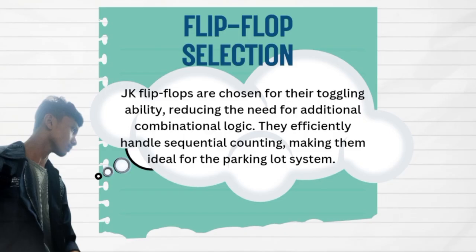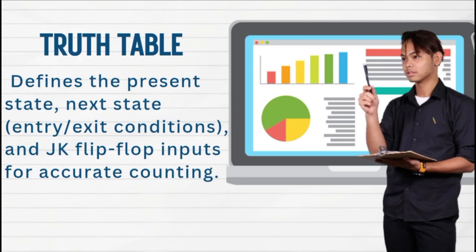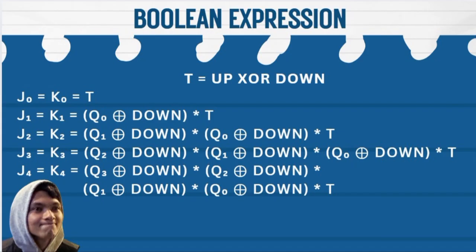Flip-flop selection. JK flip-flops are chosen for their toggling abilities, reducing the need for additional combinational logic. They efficiently handle sequential counting, making them ideal for the parking lot system. Truth table. Define the present state, next state, entry or exit condition, and JK flip-flop input for accurate counting. This is the Boolean expression, or K-map simplification.